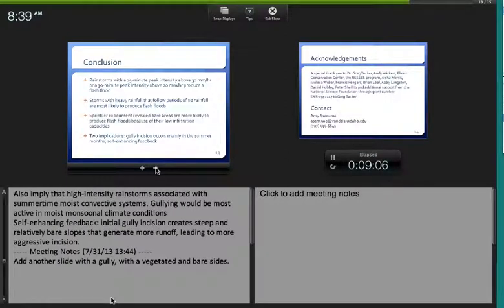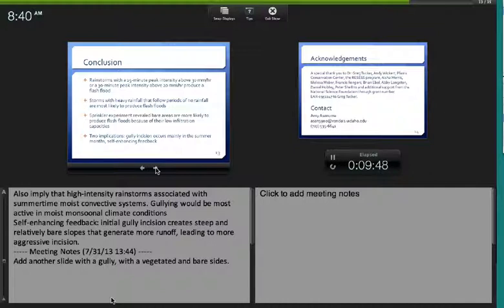Some conclusions we can draw from the results of this experiment are rainstorms with a 15-minute peak intensity, as the graphs I showed you previously, above 30 millimeters an hour, and 30-minute peak intensities at 20 millimeters an hour produce a flash flood. And storms with heavy rainfall that follow periods of no rainfall are most likely to produce flash floods. And the sprinkler experiment revealed bare areas are more likely to produce flash floods because of their low infiltration capacities, seen from those really low numbers of 6 millimeters an hour.